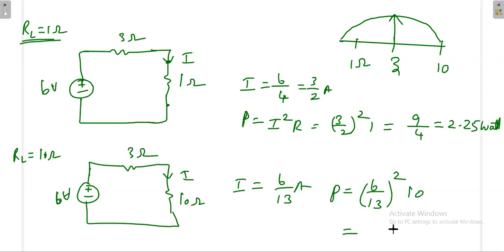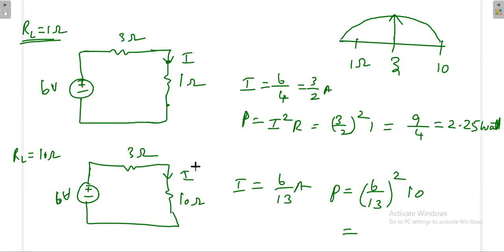If somebody has a calculator, please tell me. Yes, sir, something is going wrong. Is it correct? What is the answer?